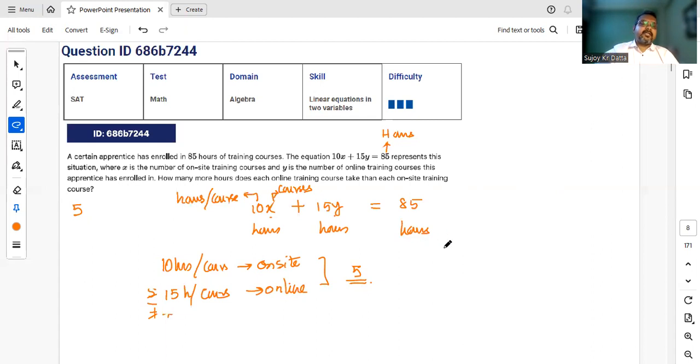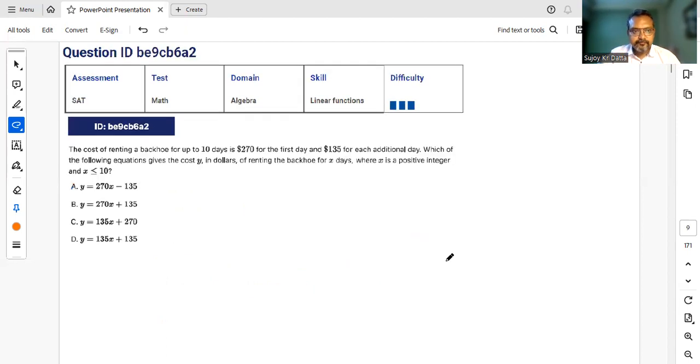Okay, you don't have to solve anything as such. It is not asking you the values of X and Y, which obviously you can't solve. They're just asking you the difference between the per-hour values of each course. So 10 hours and 15 hours each, the difference being 5. Let's move on to the next one.